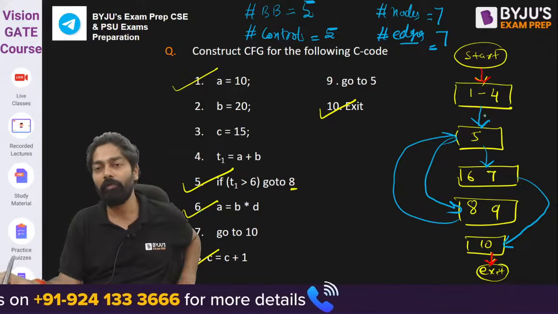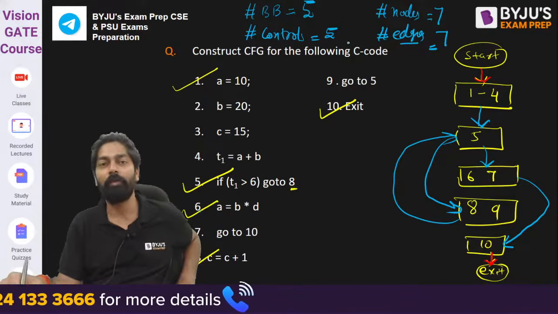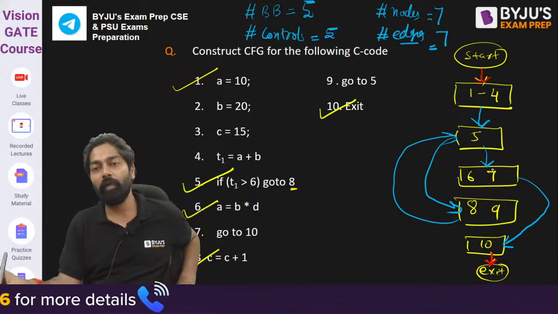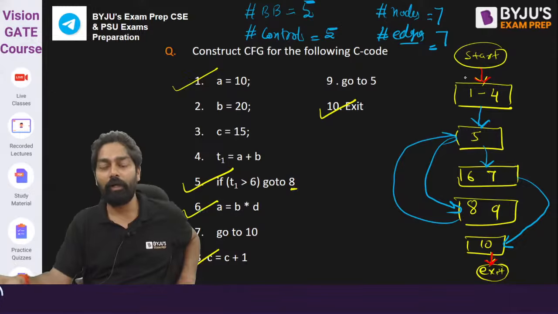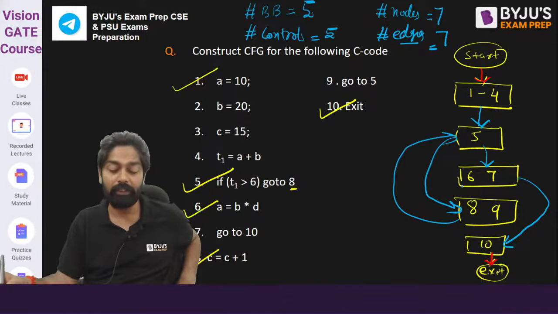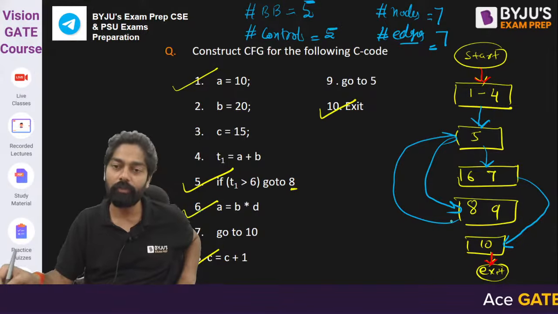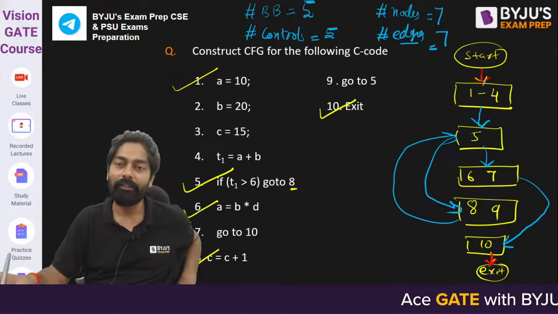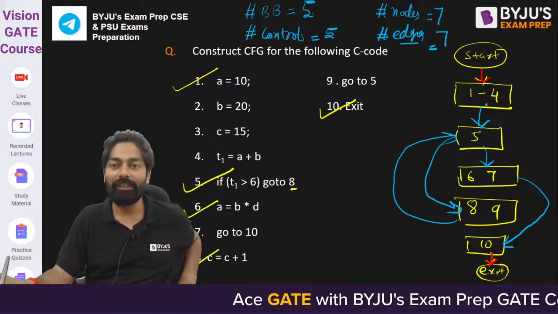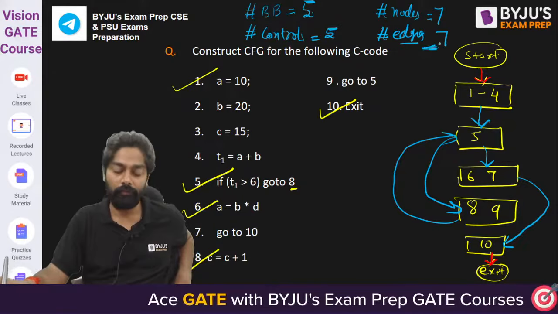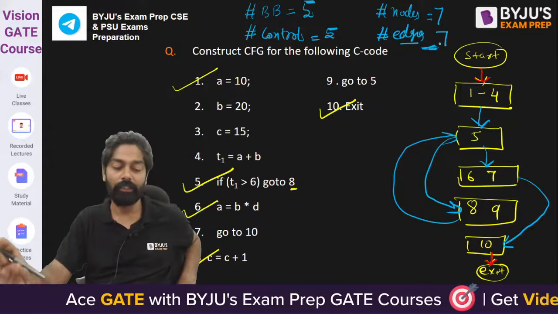This is basic block 1, 2, 3, 4, 5: 5 basic blocks. Controls means these blue lines. Nodes means you can count all. If the question has not mentioned otherwise, count all. Starting and exit also you need to count. So 5 to 7. Edges, count all, count all 7. Is that clear? Please reply.